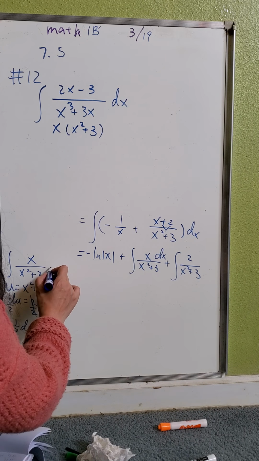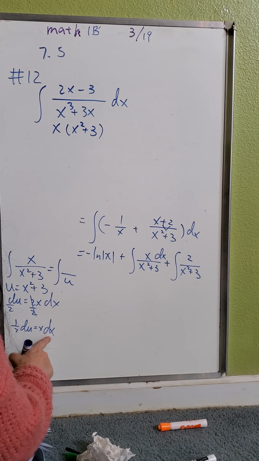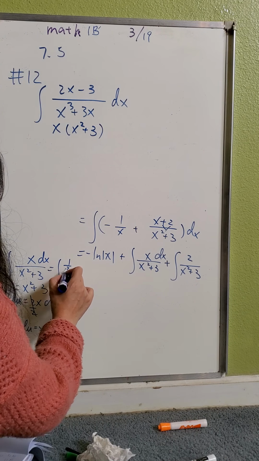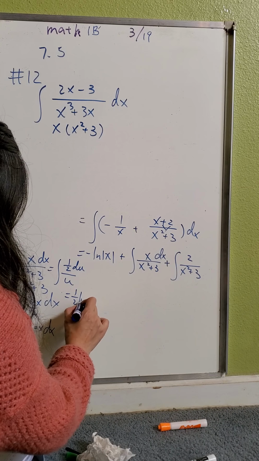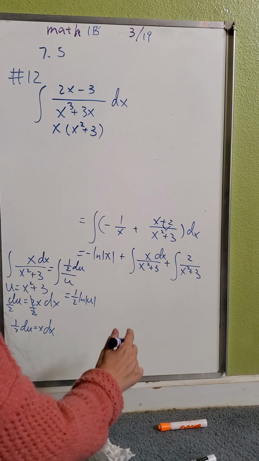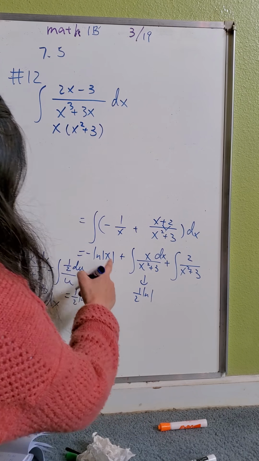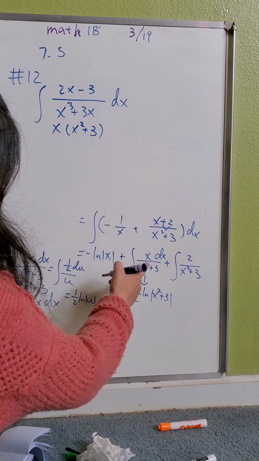Now put it back inside. That becomes your u. I forgot a dx here, so this equals 1/2 du, and so that's equal to 1/2 ln u. So this becomes 1/2 ln of your u, which is x squared plus 3. So that's for the second one.